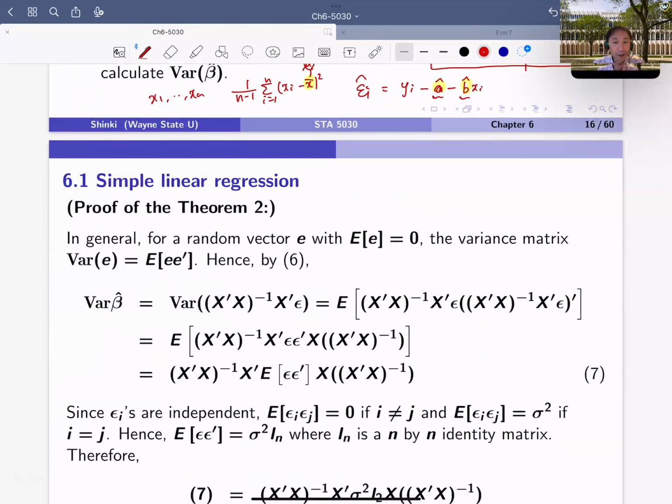I got 2 questions, sorry, I missed them. The first question: how would we know that the epsilon i's are independent? Yeah, we will see it later. Basically we use residual plot. We see the residuals by several other criteria.